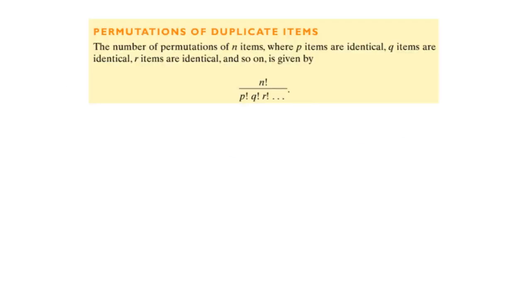All right, here's another new definition for us: permutations of duplicate items. The number of permutations of n items where p items are identical, q items are identical, r items are identical, and so on, is given by the following formula. So you have n factorial divided by p factorial, q factorial, r factorial, depending on how many unique items you have that are repeated. All right, this will make a little more sense once we go and do a problem.